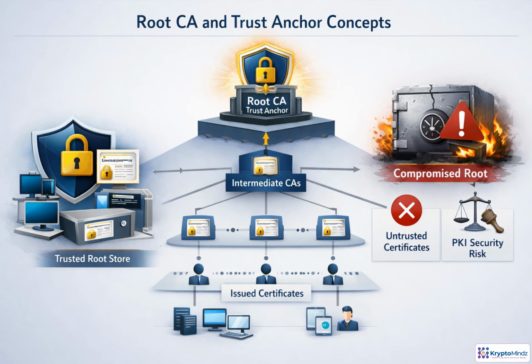The root CA is the ultimate trust anchor in a PKI. Everything below it, intermediate CAs, and all issued certificates, inherits its credibility. Systems explicitly trust the root by installing its certificate in a trusted root store, which is why the root is kept offline, heavily protected, and changed rarely. If an attacker compromises the root, every certificate in that hierarchy can become untrustworthy, effectively collapsing the entire PKI's security.